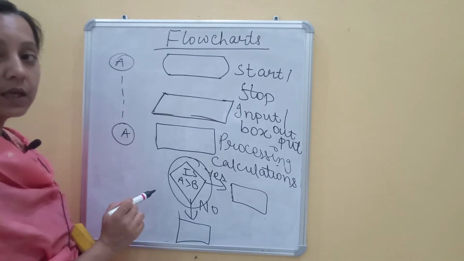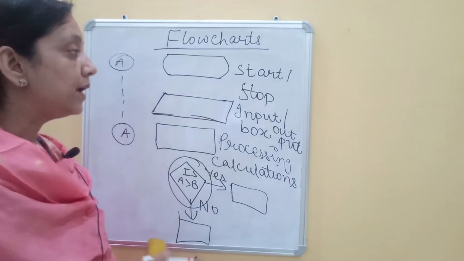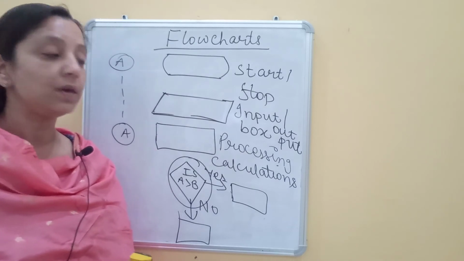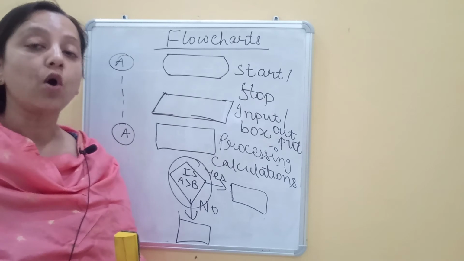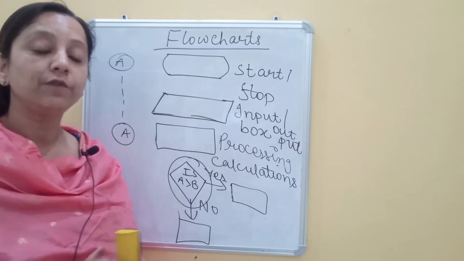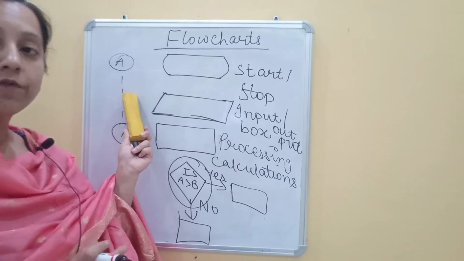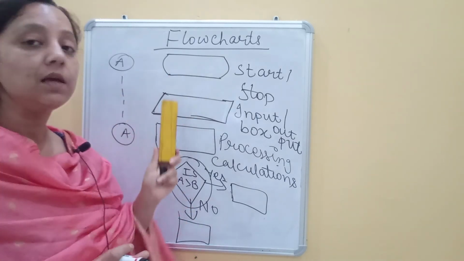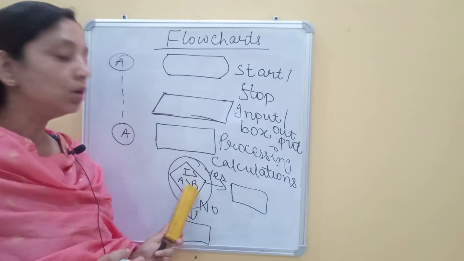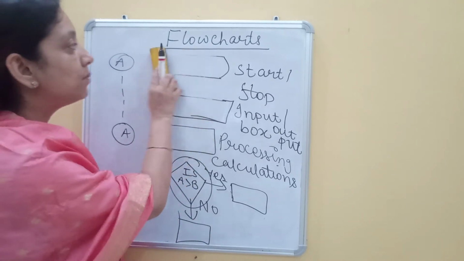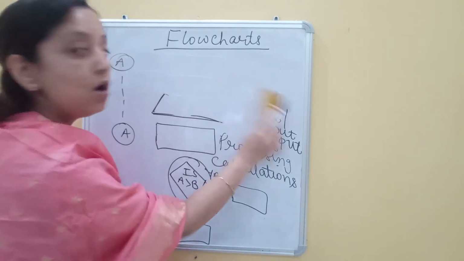This is known as a connector. This is used to connect one part of the flowchart to another part of the flowchart. There may be cases wherein we are not able to fit a flowchart within a single page. So in that case, we make use of connectors. So these are the basic symbols related to a flowchart. Once these symbols are clear, it becomes quite easier for us to design a flowchart.